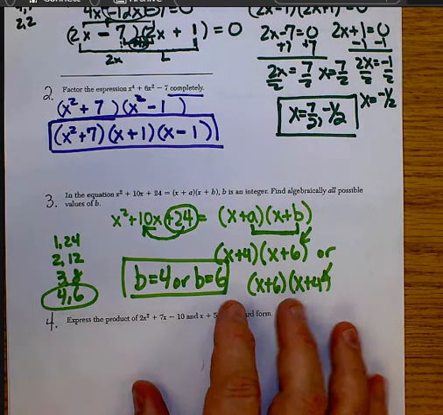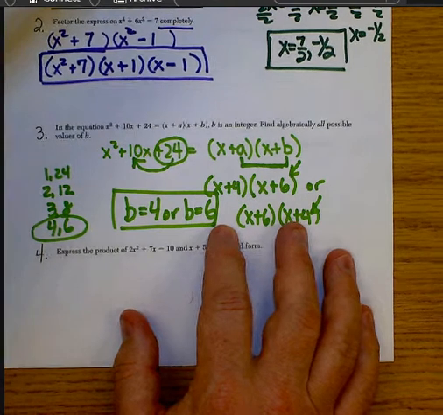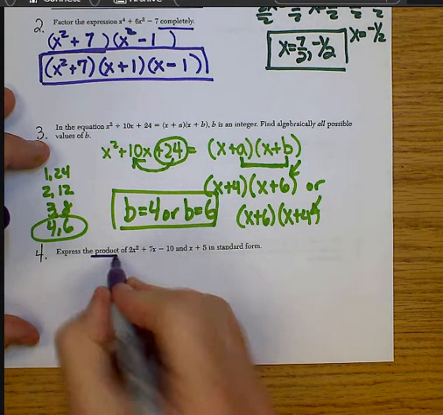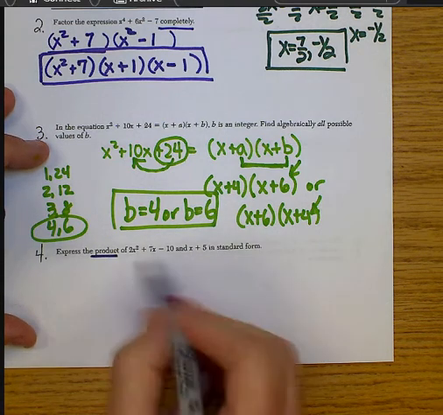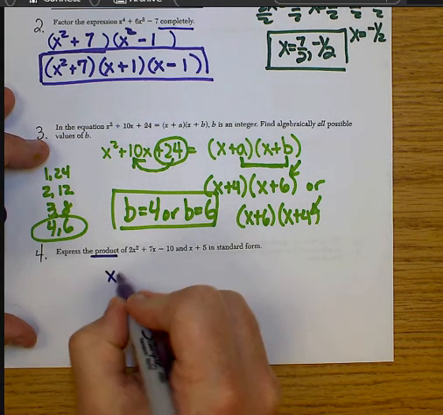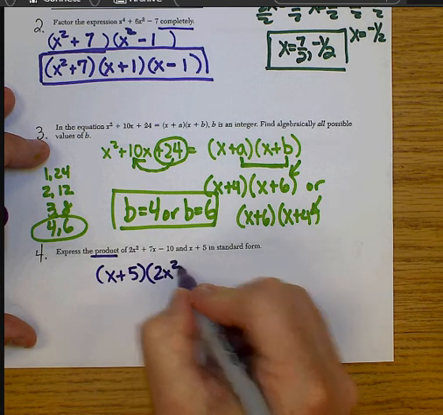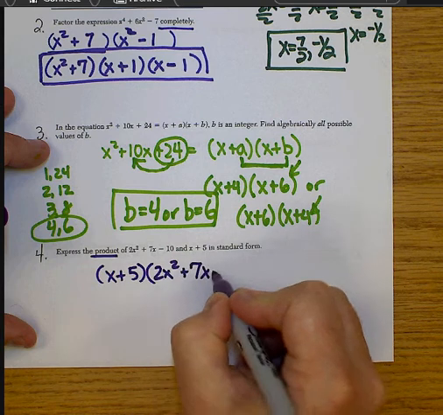Alright, continuing with the quadratic worksheet, we get to question number 4, and this is outside of the factoring. They're just simply saying express the product. So when we take a look at this, we always have to remember product means multiply. So we're looking to multiply these two things. So I'm going to take x plus 5, which is my smaller binomial, and I'm going to multiply that by 2x squared plus 7x minus 10.